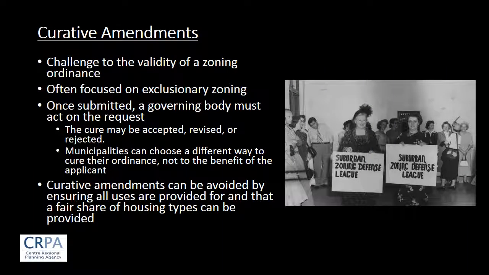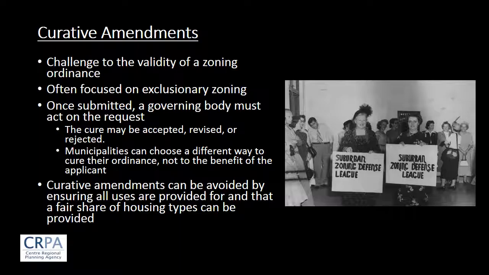Another method of seeking relief from a zoning ordinance is to request a curative amendment. Planning commissioners should be aware of what a curative amendment is and how this type of relief can be prevented. Curative amendments are used to challenge the validity of a zoning ordinance and are normally requested when an applicant believes that the ordinance is exclusionary. For example, if a company wants to establish a landfill on property in the municipality, but the municipality doesn't permit landfills anywhere, they could file a curative amendment.